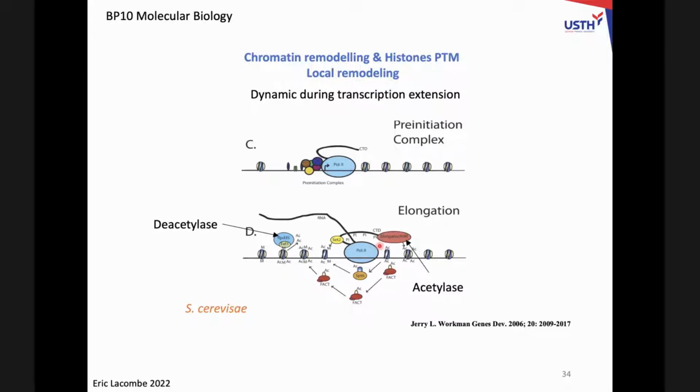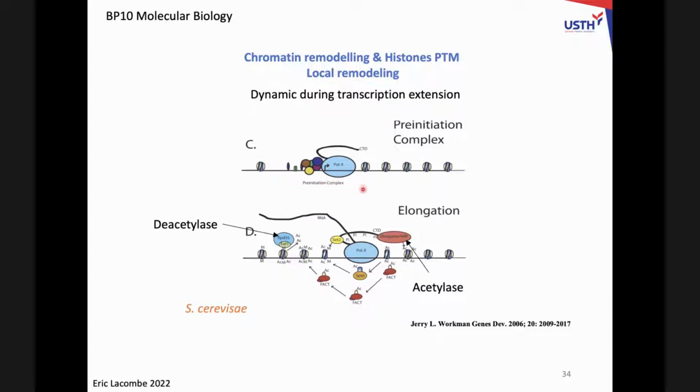But what we have to consider is that all the rest of the gene, the coding sequence, exons and introns, are still in a compact form. So the RNA polymerase needs to go on transcribing the whole gene. So there is a process, and this is what is summarized in this slide, the two steps C and D. The drawing in C comes from this paper by Workman in Genes and Development. It was on yeast, Saccharomyces cerevisiae.